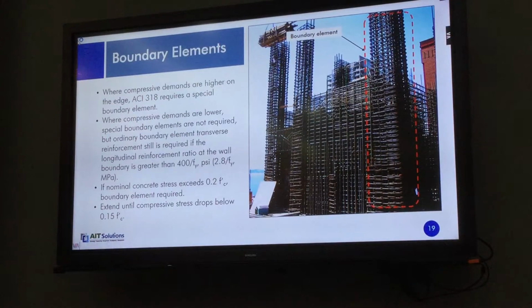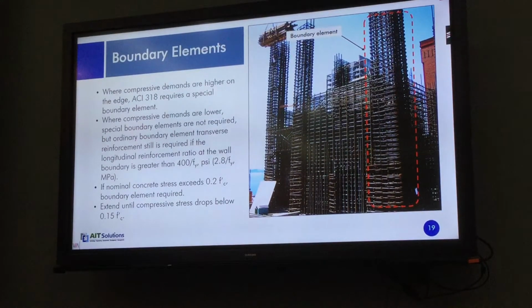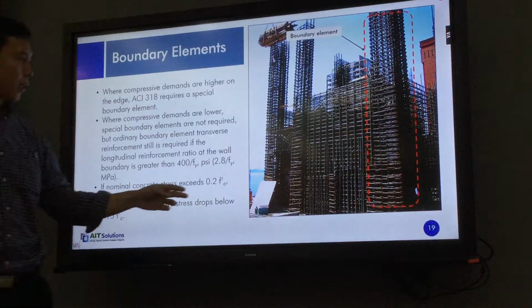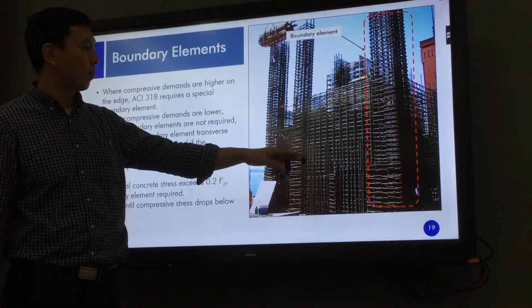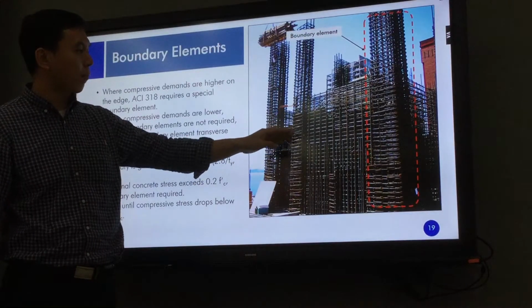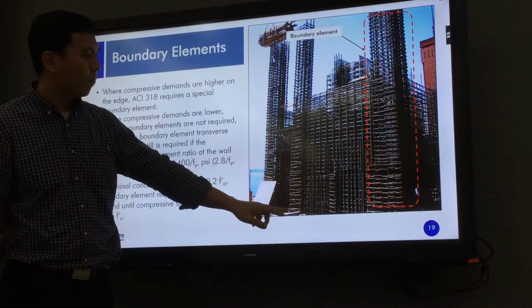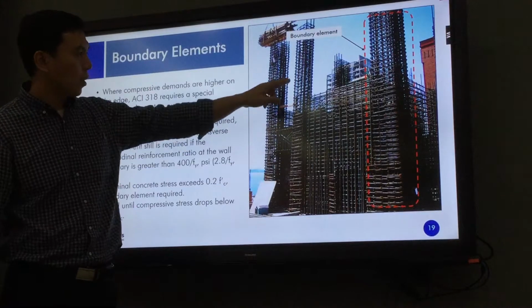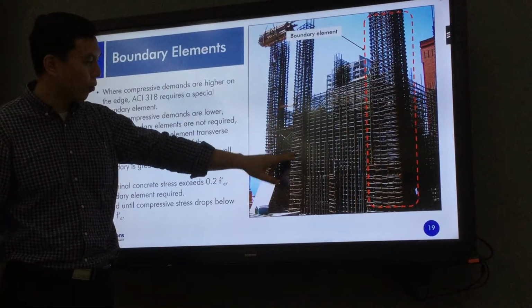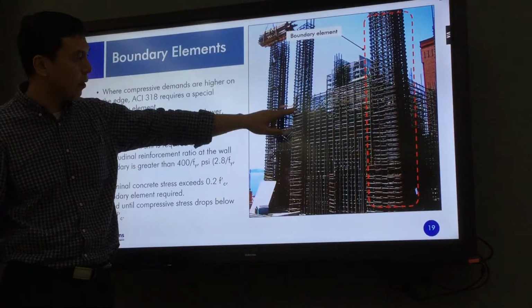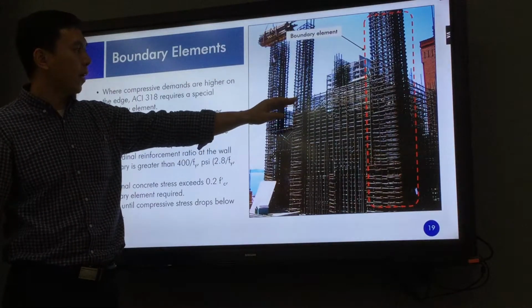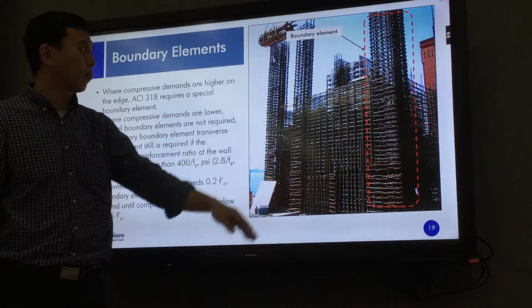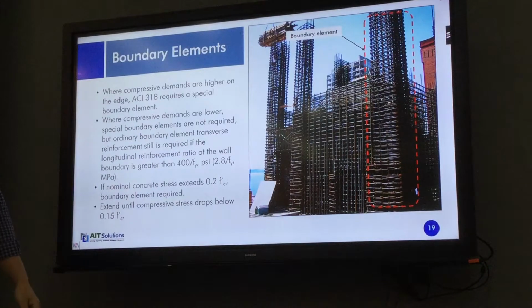So for those confinement at the boundary zone, we have to check based on the stresses. For example, we see the stress, and if the stress is more than 0.15 f'c from the base foundation to level 4, we have to provide the special boundary zone until level 4, and then we can reduce the boundary zone reinforcement.